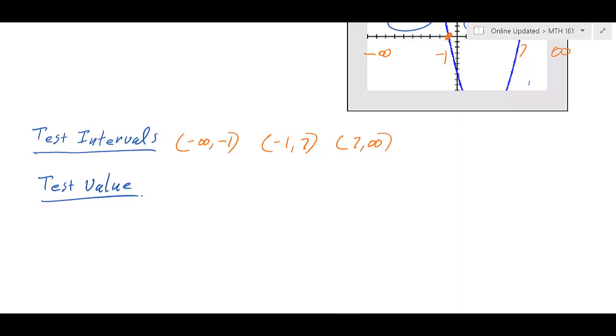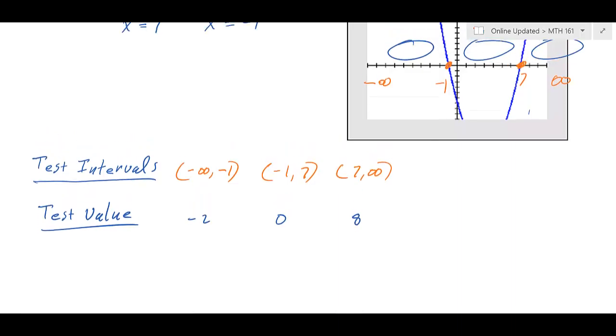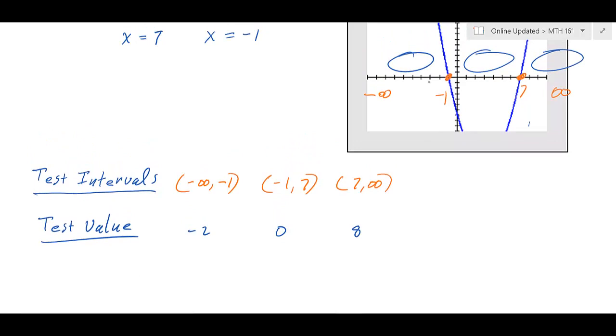So the value I want to pick has to be somewhere from negative infinity to negative 1. So that means you could basically pick anything less than a negative 1. And to keep things simple, I'm going to pick a negative 2. And from negative 1 to 7, I'm going to make that easy and pick 0. And from 7 to infinity, I'm simply going to pick 8. So all I'm doing here for the test value is picking some number within this interval, which here I used negative 2, here I used 0, and over here I used 8. So you can pick any number in that interval.